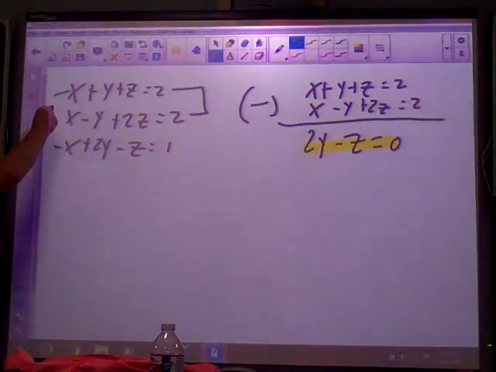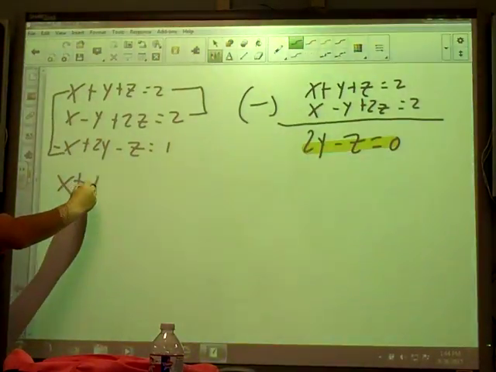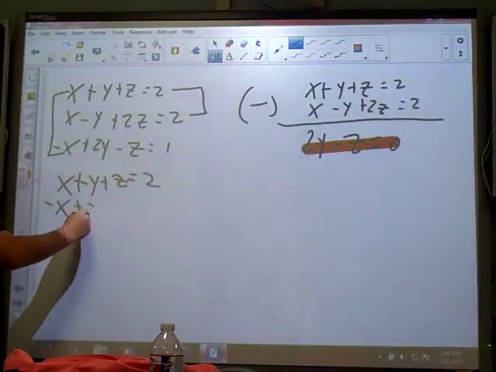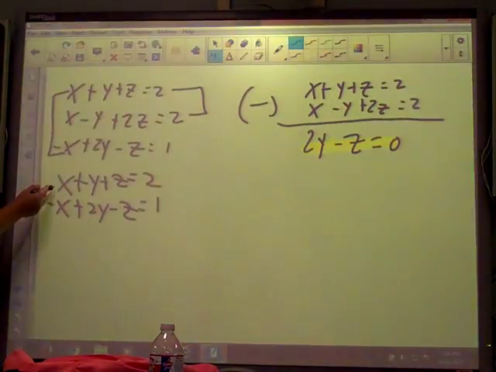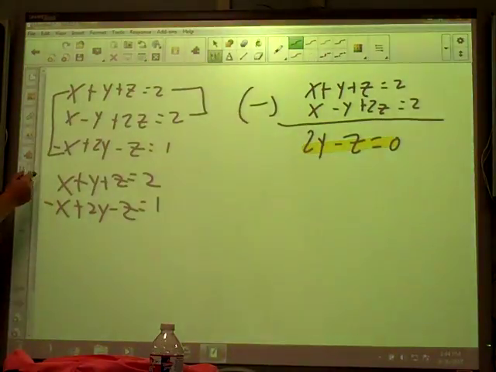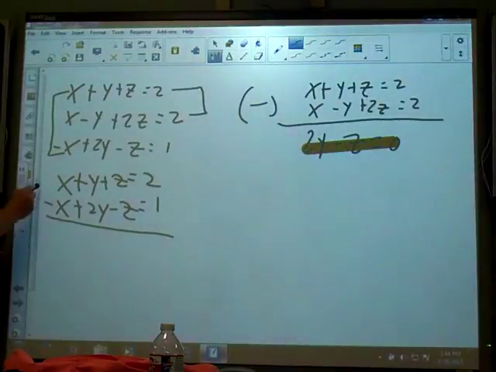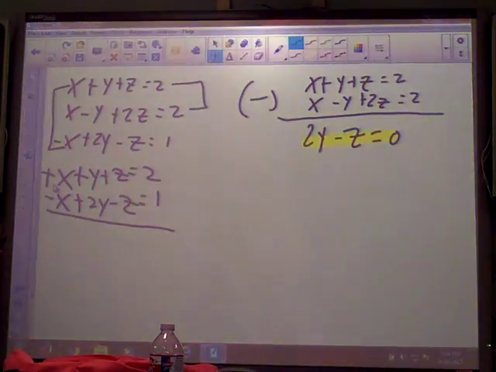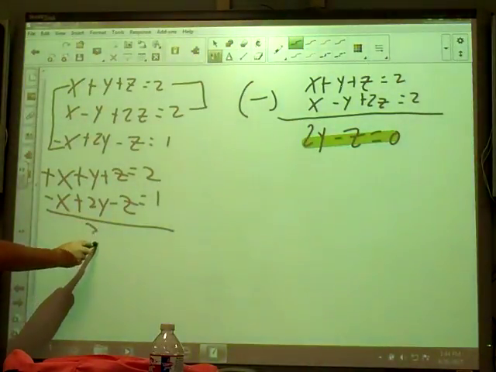Putting these two together, I'll have x plus y plus z is equal to 2, and negative x plus 2y minus z is equal to 1. Okay, now look at your x's. They're different signs. So to get rid of those, to make those be a 0, you've got to add. X plus negative x is nothing. He's gone. Y plus 2y.